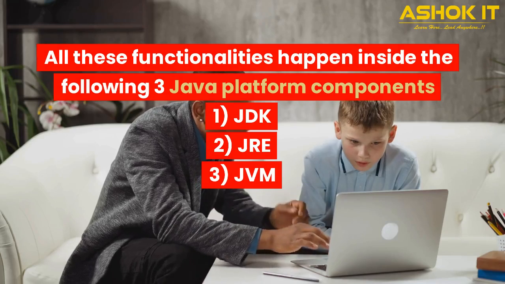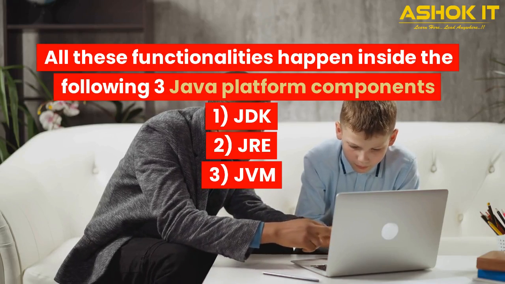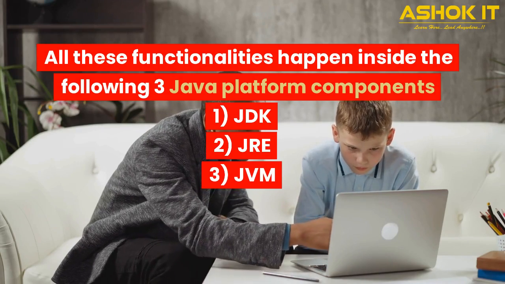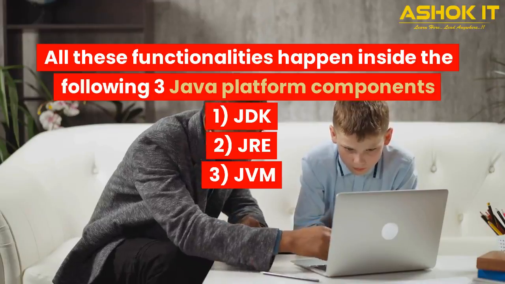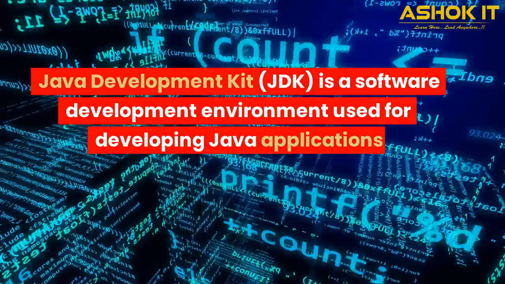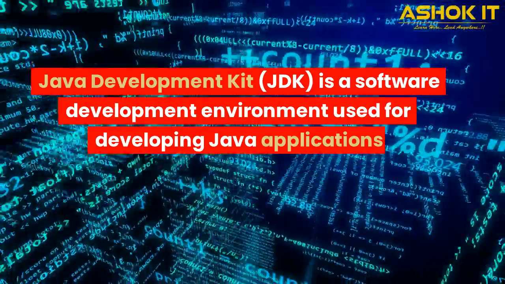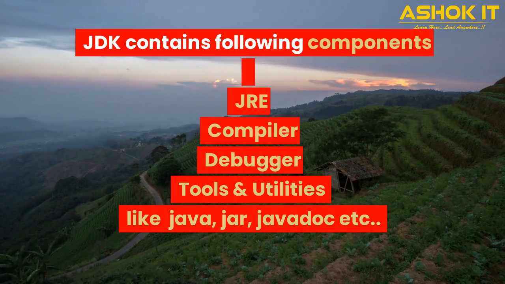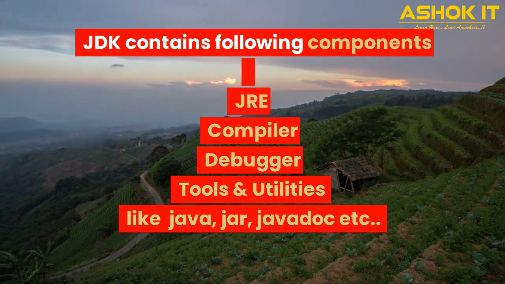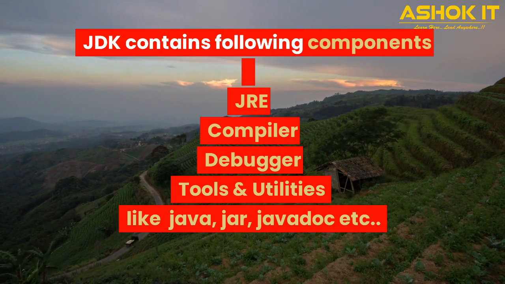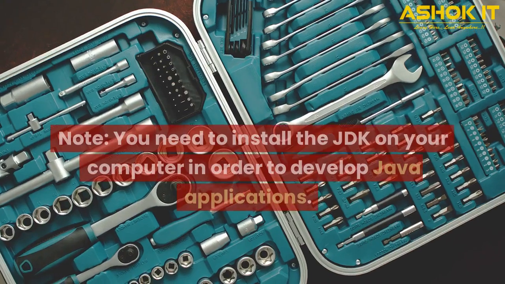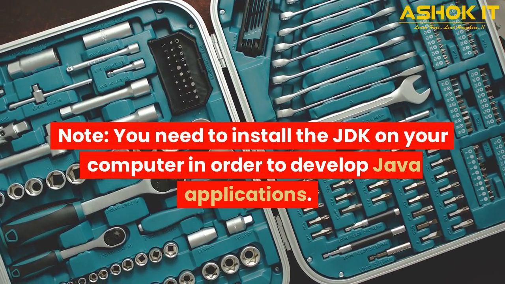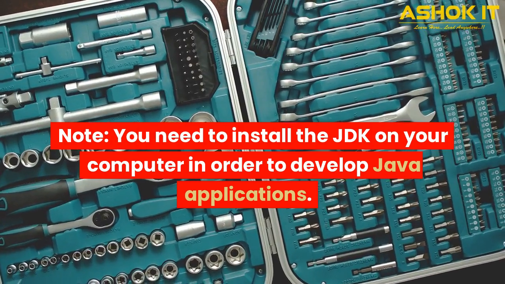All these functionalities happen inside the following three Java platform components: 1. JDK, 2. JRE, 3. JVM. Java Development Kit (JDK) is a software development environment used for developing Java applications. JDK contains the following components: compiler, debugger tools and utilities like java, javac, javadoc, etc. Note: you need to install the JDK on your computer in order to develop Java applications.